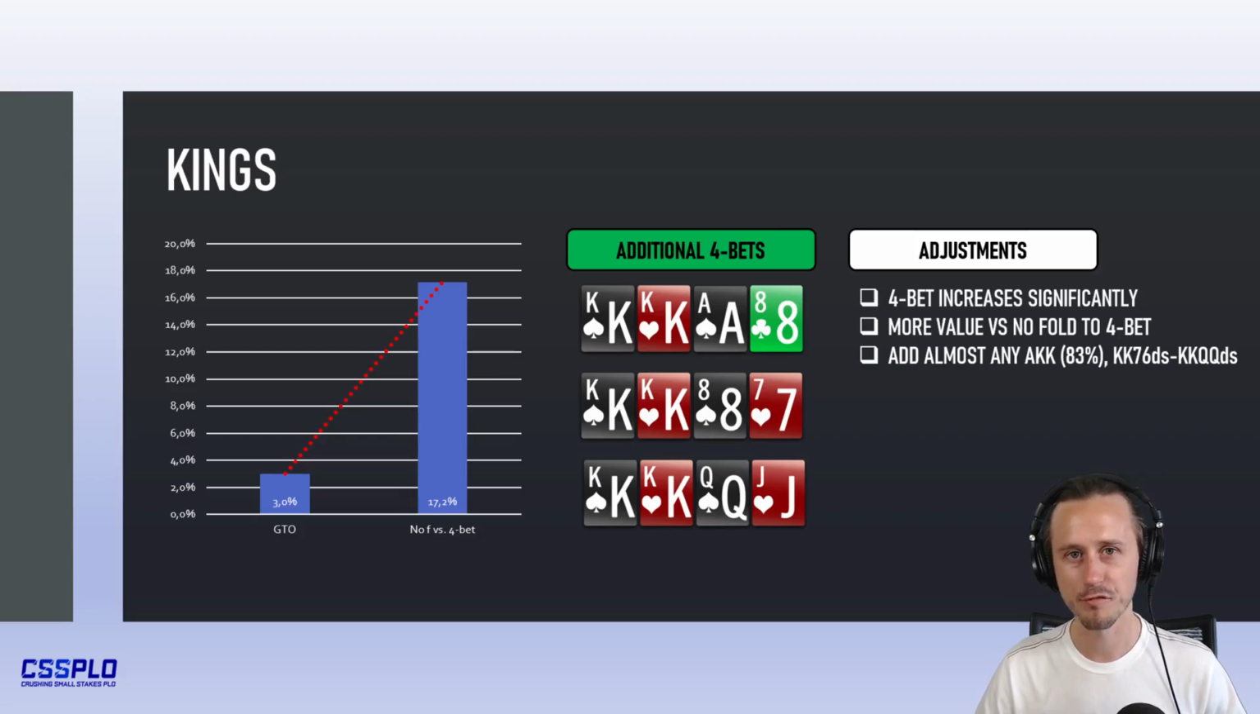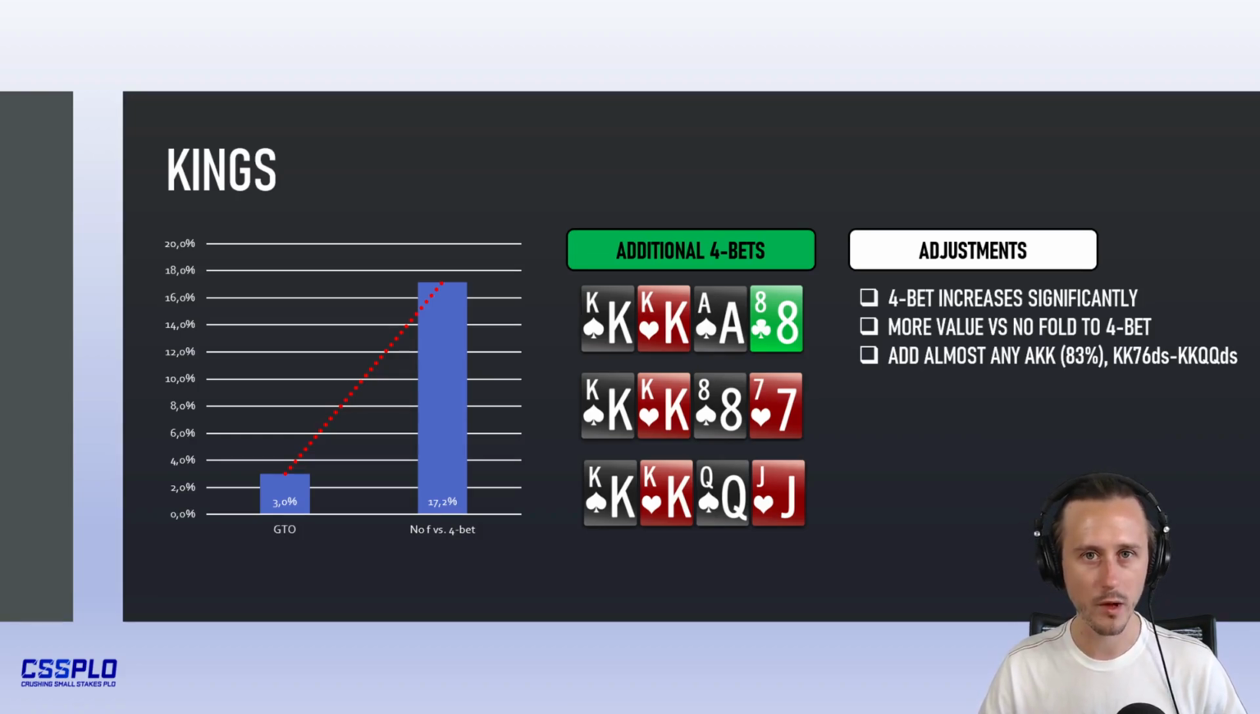There is much more value here for betting kings pre-flop, because now we know that your opponents are never folding versus a 4-bet. So imagine your opponent is not folding the 9s, the 10s, the jacks, the queens that he is 3-betting pre-flop and now is never folding versus a 4-bet.